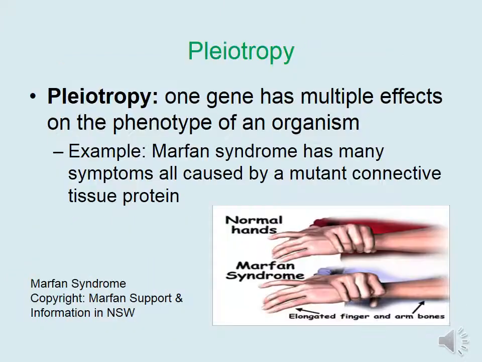Another difference to Mendel's rules is pleiotropy. In pleiotropy, one gene has multiple effects on the phenotype of an organism. An example is Marfan syndrome, which has many symptoms, all caused by a mutant connective tissue protein. Connective tissues run through the entire body, so one gene that changes this one tissue leads to many symptoms. In pea plants, one gene would only have an effect on one phenotype.